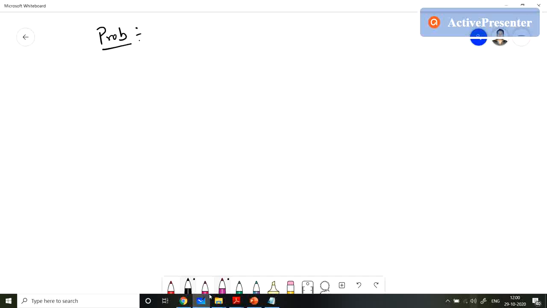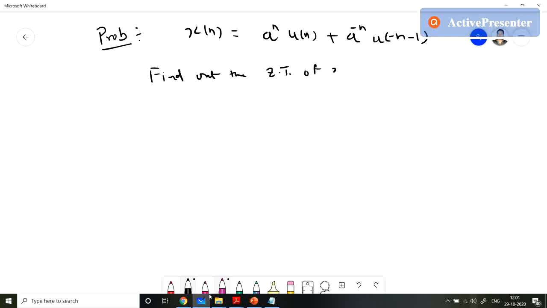The problem is we have x(n) equal to a raised to the power n u(n) plus a raised to the power minus n u(-n-1). Let us discuss this problem and find the Z transform of it. The problem is to find the Z transform of x(n).